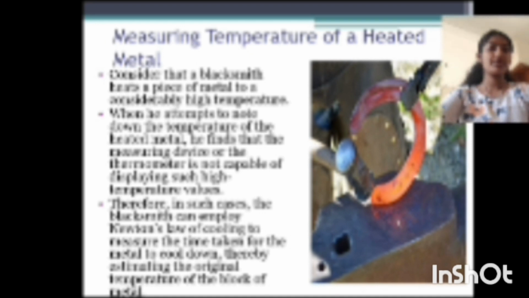Measuring temperature of a heated metal. Consider that a blacksmith heats a piece of metal to a considerably high temperature. When he attempts to note down the temperature of the heated metal, he finds that the measuring device or the thermometer is not capable of displaying such high temperature values. Therefore, in such cases, the blacksmith can employ Newton's law of cooling to measure the time taken for the metal to cool down, thereby estimating the original temperature of the block of metal.